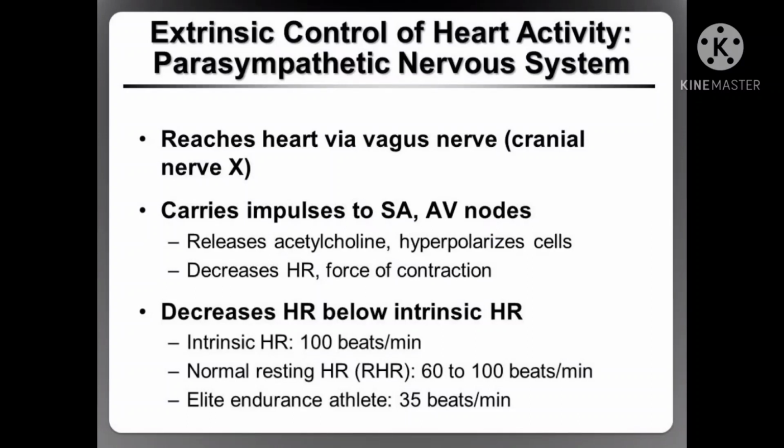Intrinsic HR is 100 beats. Normal resting HR is 60 to 100 beats. An elite endurance athlete is 35 beats.